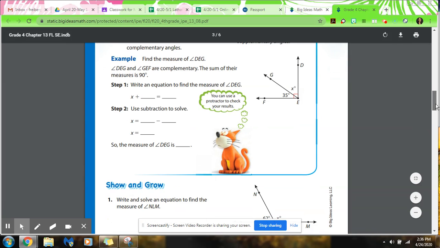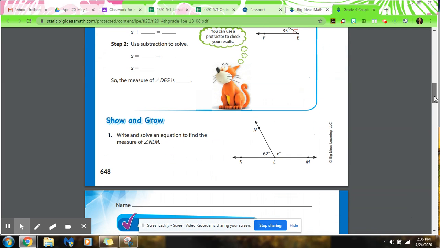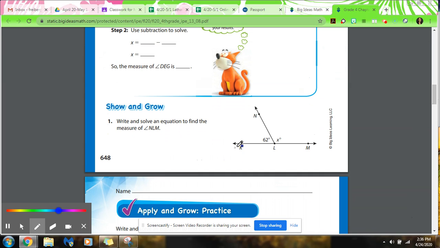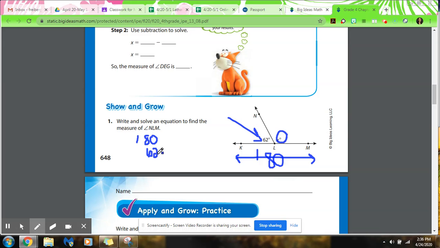We're going to scroll down to our last practice problem together. It says, write and solve an equation to find the measure of NLM. So we're trying to figure out this x degrees. First, let's look at what type of angle we have. We have a straight angle here, and a straight angle has to equal 180 degrees. We have this angle right here, which is 62. So to find the missing amount, we can subtract.